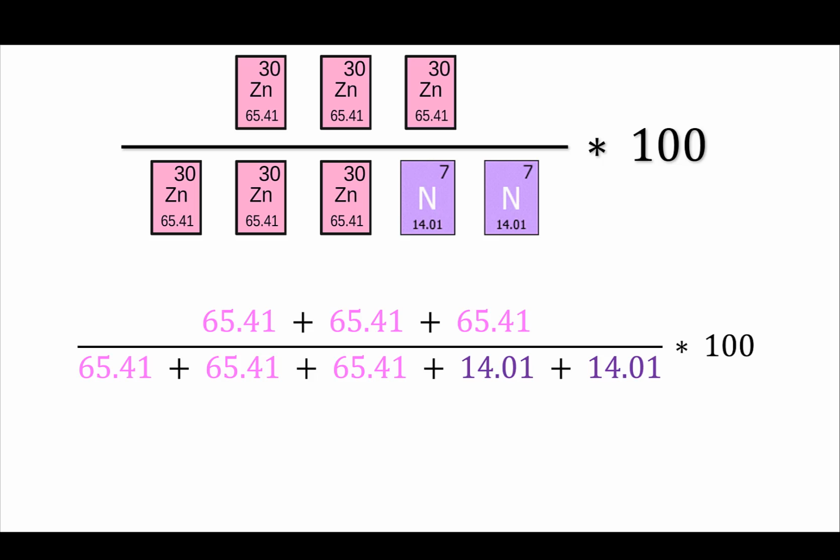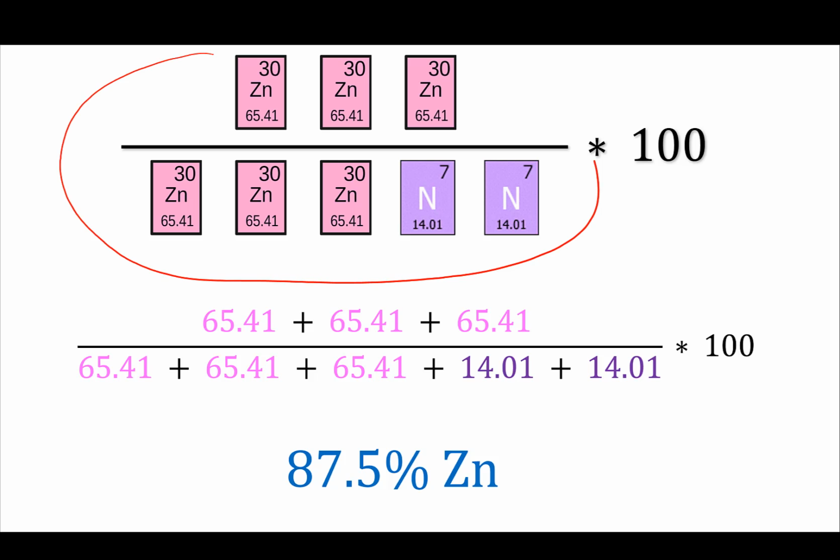So in this case, I would take 3 times 65.41, because I have 3 copies of that on the top, divide that by the entire molar mass on the bottom, and then multiply it by 100 to make it a percent. And this would be 87.5% zinc. So 87.5% of the mass is made of zinc.